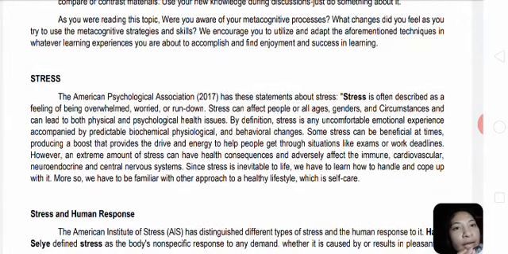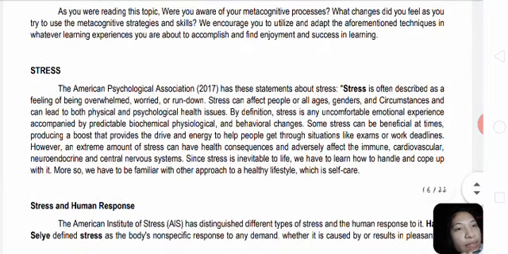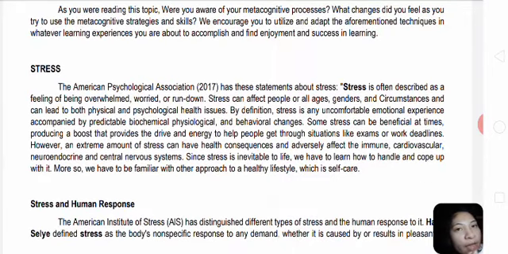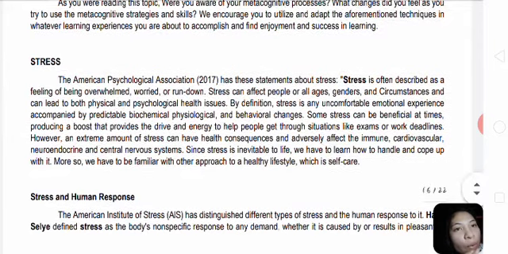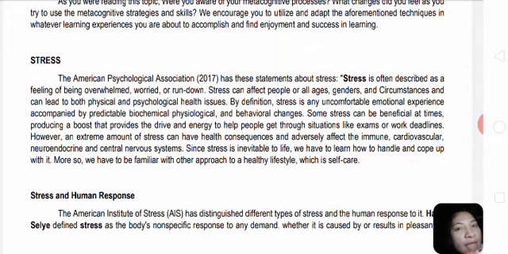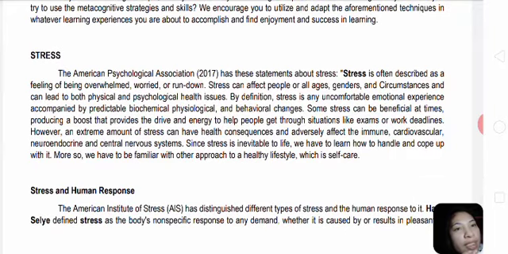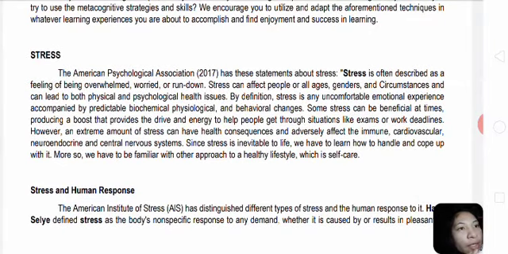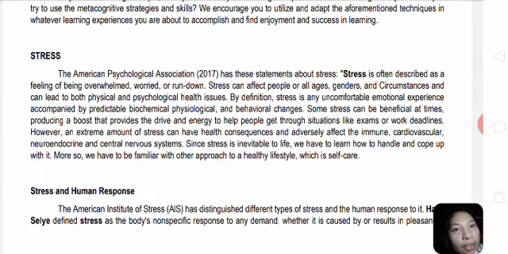Stress. The American Psychological Association, 2017, has these statements about stress. Stress is often described as the feeling of being overwhelmed, worried, or run down. Stress can affect people of all ages, genders, and circumstances and can lead to both physical and psychological health issues. By definition, stress is any uncomfortable emotional experience accompanied by predictable biochemical, psychological, and behavioral changes.